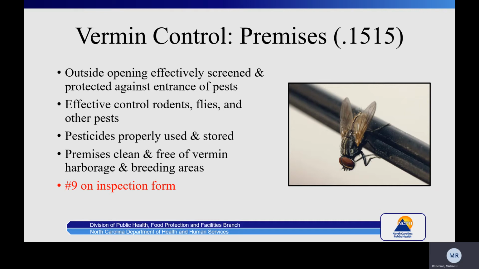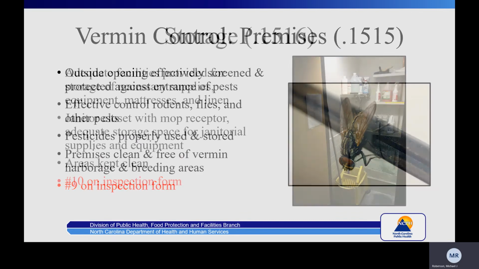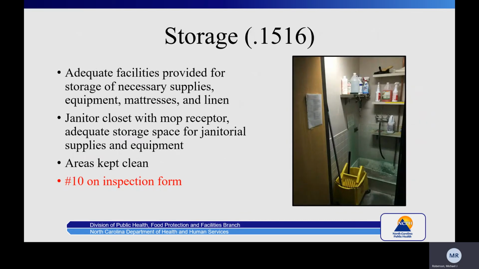We need to keep the premises clean and free of vermin harborages and breeding areas. We don't want issues that are going on the outside of the facility to eventually make their way to the inside of the facility. So any issues that you see with vermin control or premises under 1515 will be cited under number 9 on the inspection form.